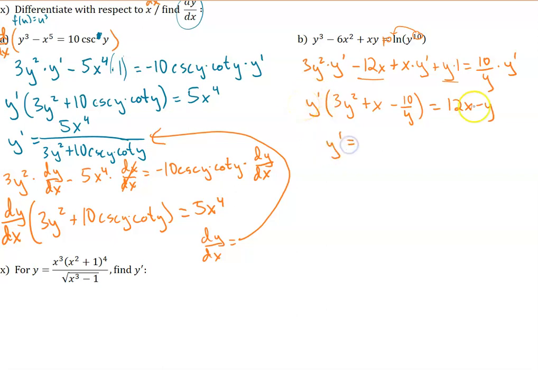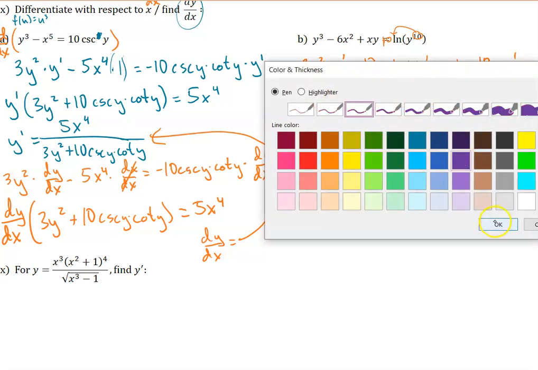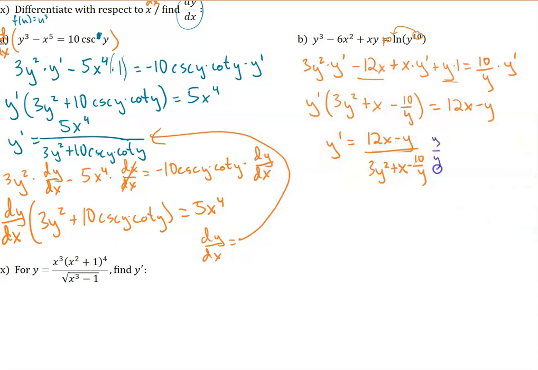Lastly, y prime is equal to, and I need to take this, divide by all of that. So we have 12x minus y over 3y squared plus x minus 10 over y. This is kind of gross. I don't want a fraction inside a fraction, so to clean that up, I'm going to multiply by y on the top and bottom because that's the least common denominator, and I'll get 12xy minus y squared all over 3y cubed plus xy minus 10, and that is my derivative.